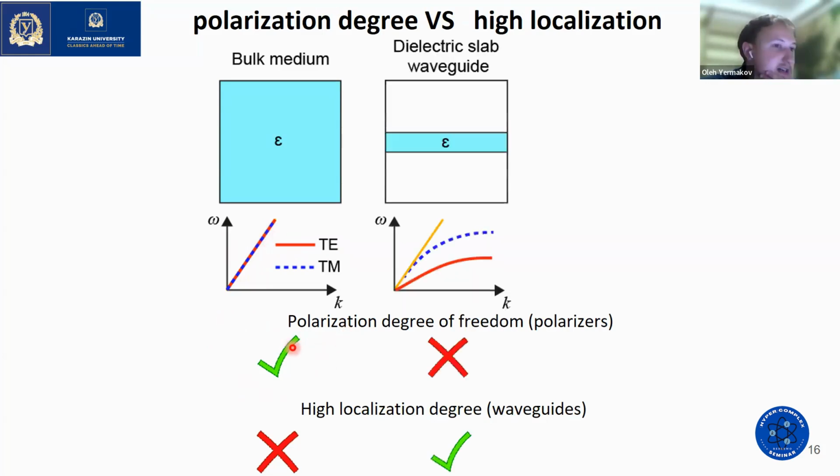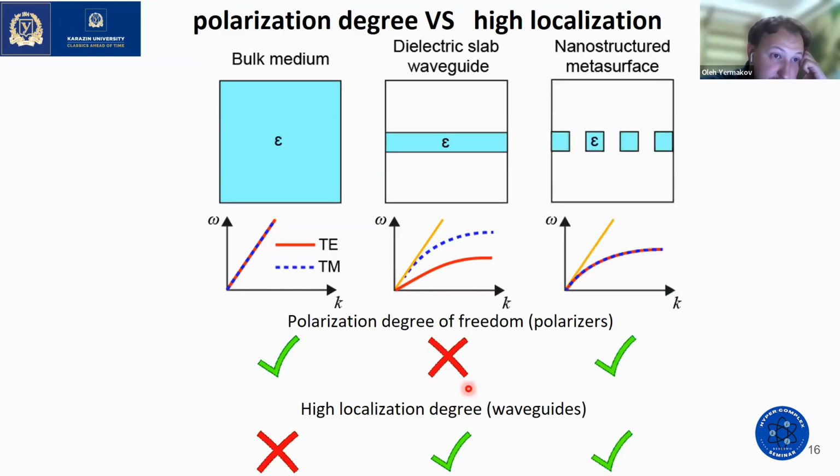On the other hand, in the modern epoch of miniaturization and planarization, we would like to work with highly localized light, under the light line. The simplest example is the dielectric slab waveguide. But in this case, the polarization degeneracy is lost because the dispersions of TE and TM guided modes do not coincide in general. So we bring the high localization by loss of the polarization degree of freedom.